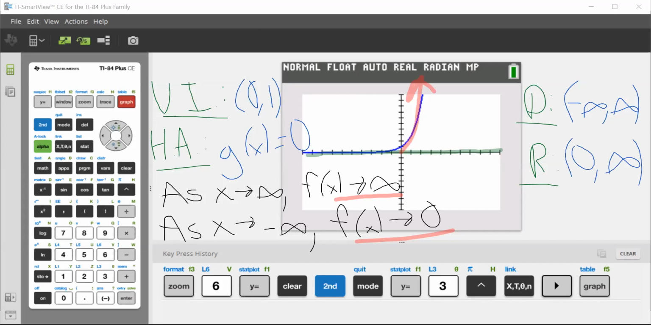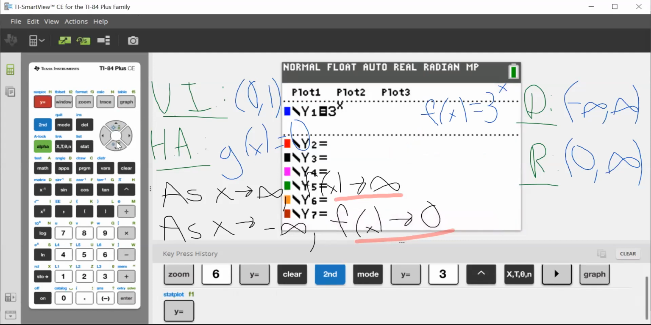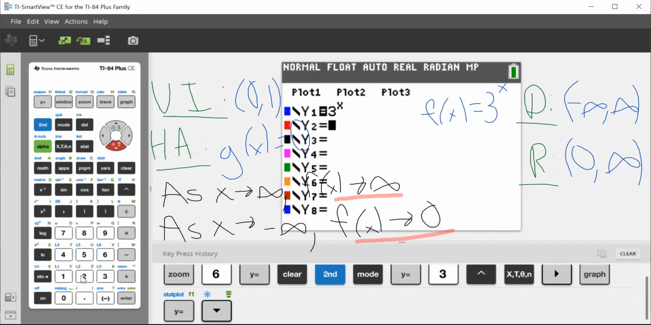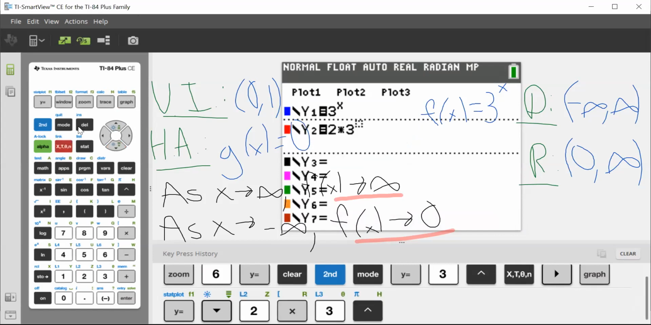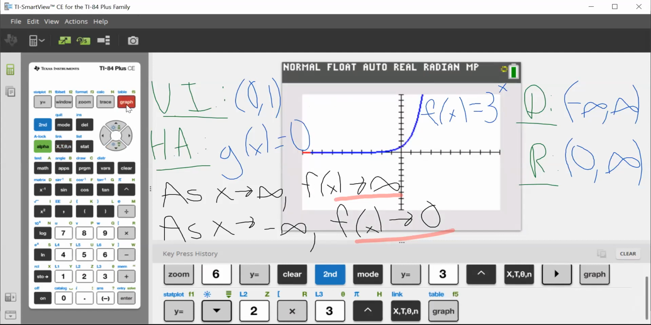All right, so then we want to look at what sorts of changes happen if we start to change some things about this function. First of all, let's remind ourselves that this function we're looking at here, this blue one, is f of x equals 3 to the x. Now I'm going to go back to my graphing utility, where I enter graphs. I'm going to add a second function here. And this one is going to be 2 times 3 to the x power. Let's graph that. Notice that'll come out in red.